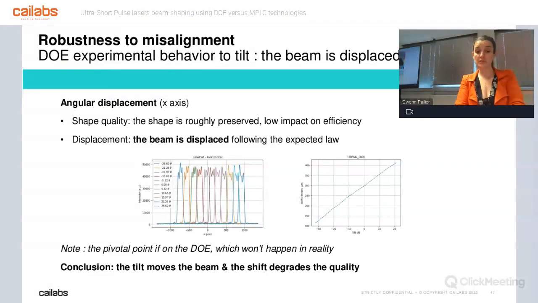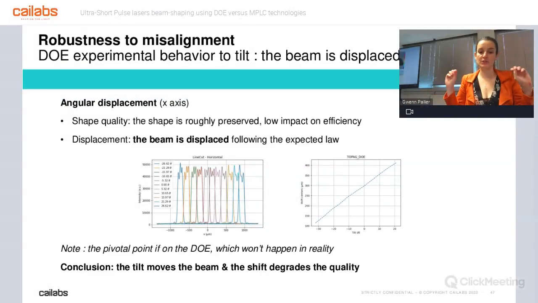So in that case, you see that the shape is very well preserved. You always have a pretty nice top hat, but it is moving quite a lot. It is, I would say, just following the expected law. It is following the Fresnel law of the conjugation inside the focal plane of a lens. In the real world, you will have both tilt and shift at the same time.